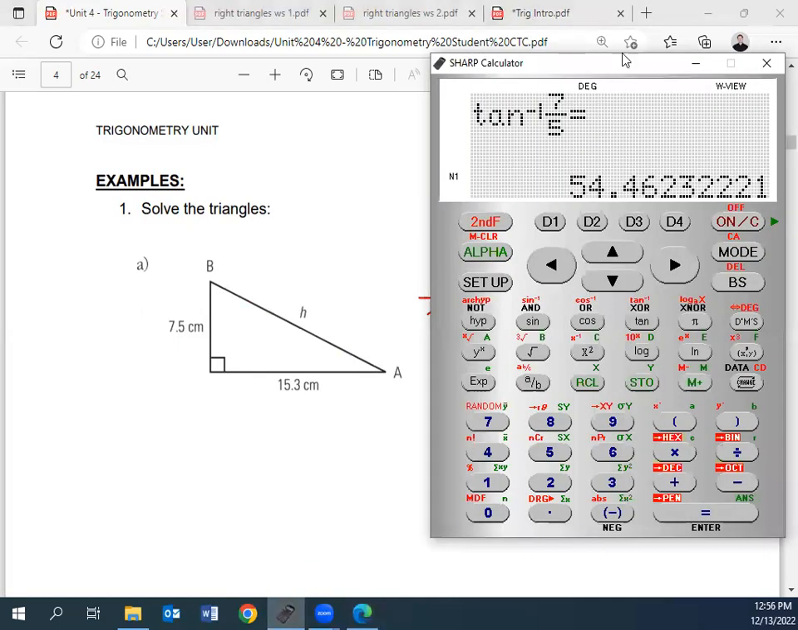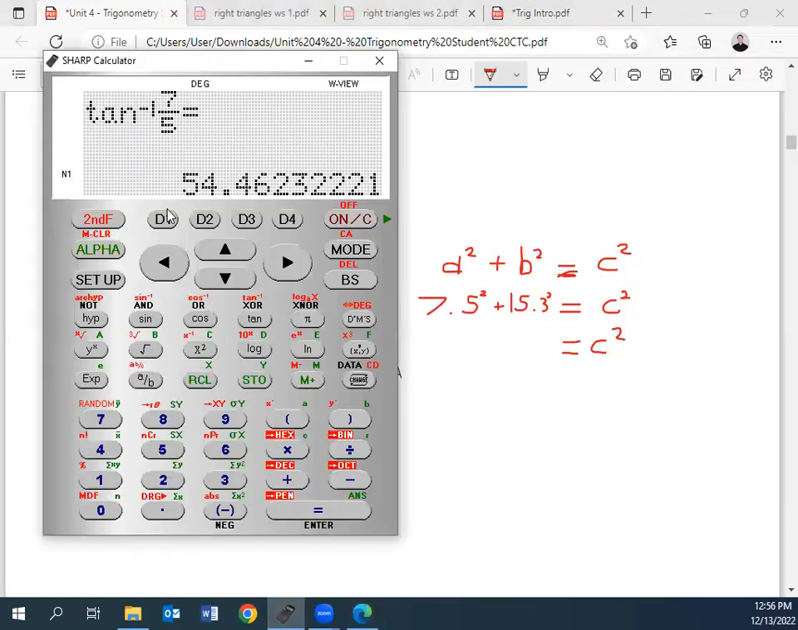So I'm just going to punch that all in my calculator here. 7.5, that little X with a little 2 above it is the squared button. Plus 15.3, I'm going to square that.